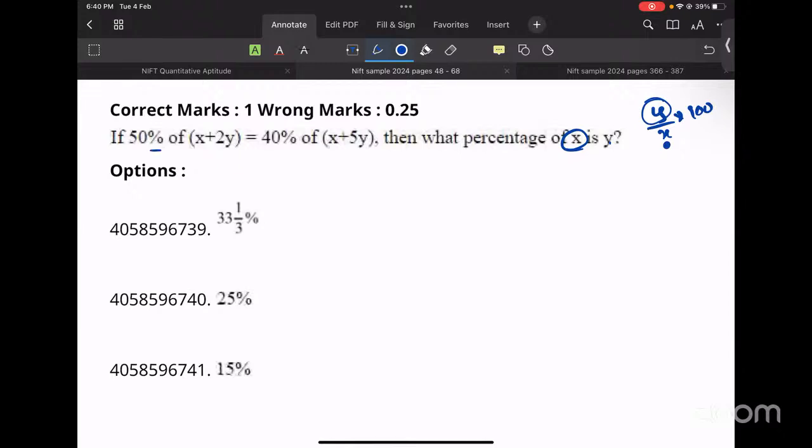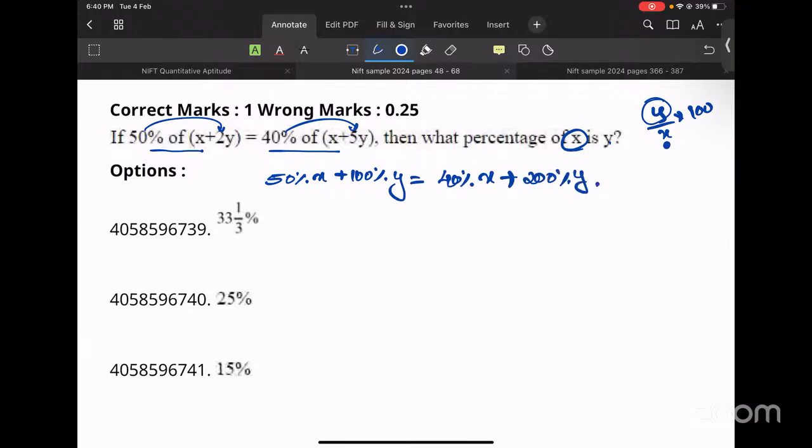So 50% of x plus 50% of 2y, that is 100% of y, equals 40% of x plus 40% of 5y, that is 200% of y. So now you guys can cut it. It becomes 100% of y.